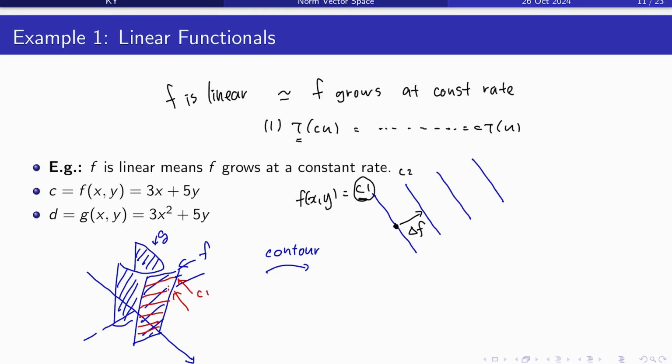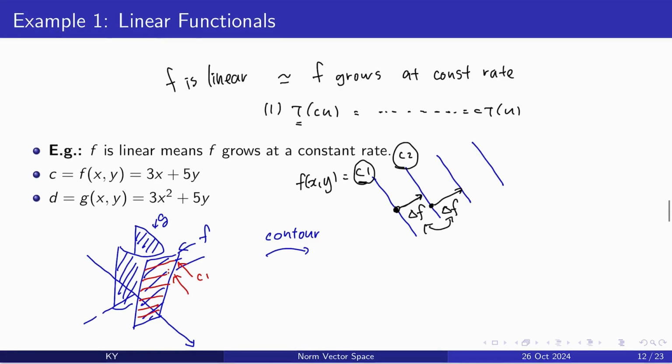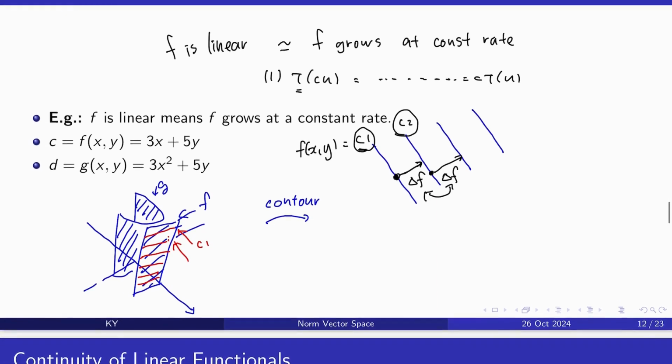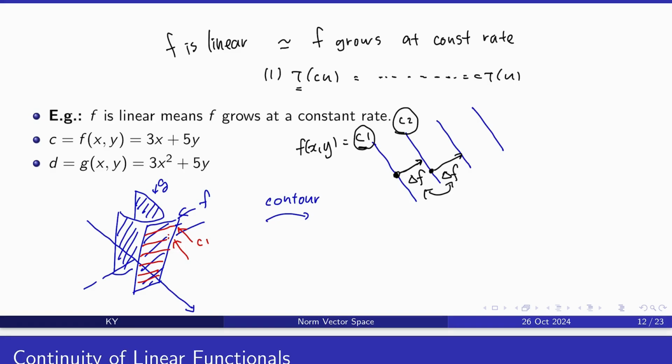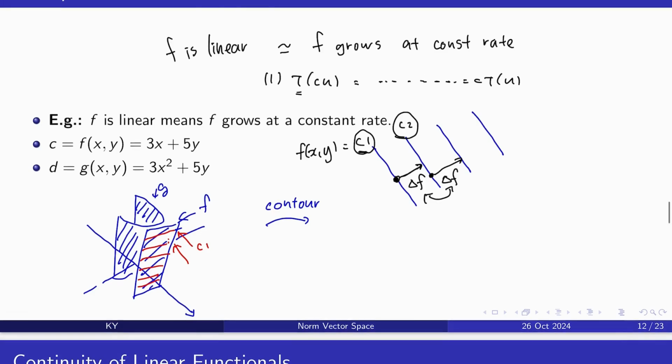Your first output for the function is going to be C1, the second is going to be C2. As you can see, the growth right here is at a constant rate. If you take this one right here, it's going to be the same rate as this one, right? So that's the way you can check whether f is linear: you're just checking that f grows at a constant rate.